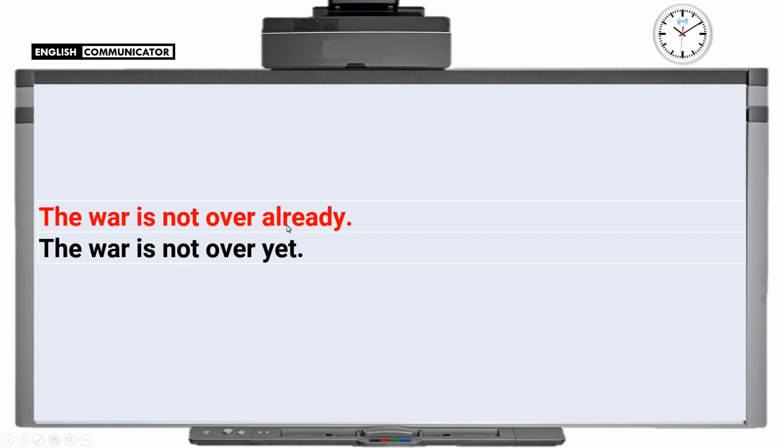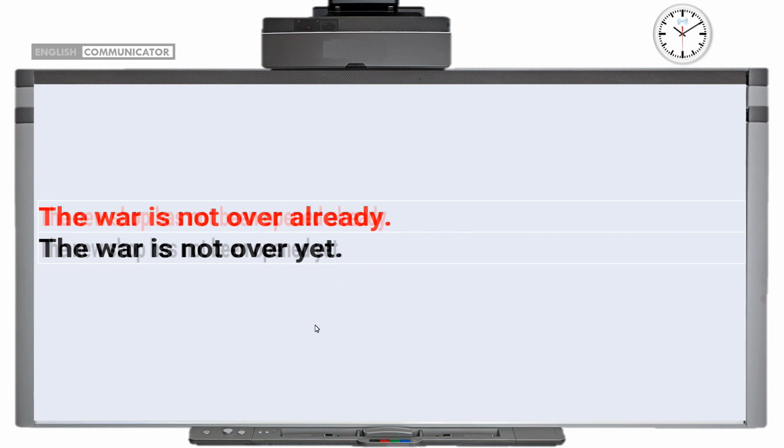The war is not over already. Well, it's absolutely a wrong sentence. The war is not over yet. The new shop has not been opened already. It looks like a blunder. So the right sentence: the new shop has not been opened yet. Yet, not already, yet. The new shop has not been opened yet.